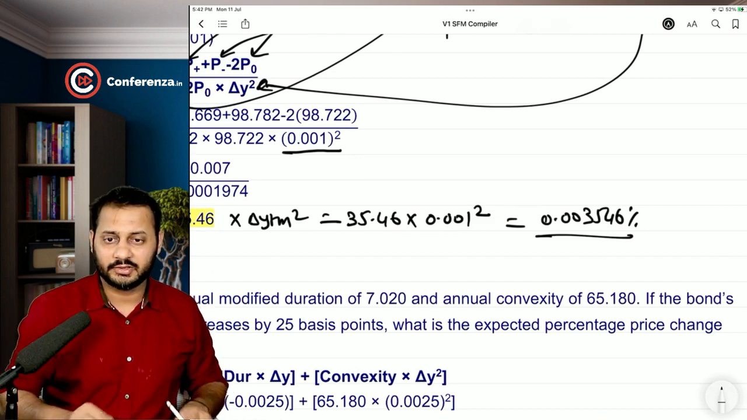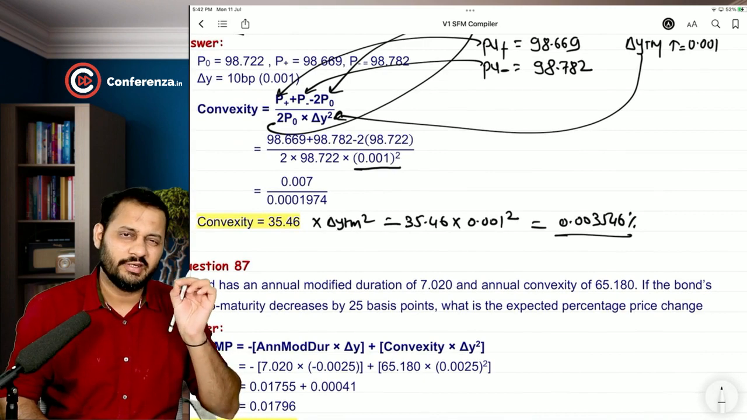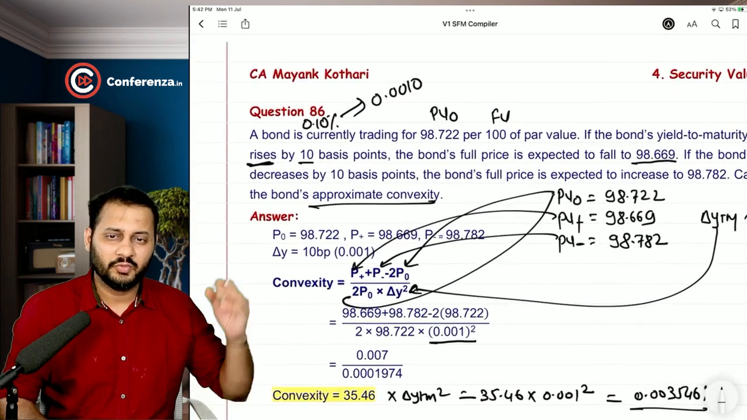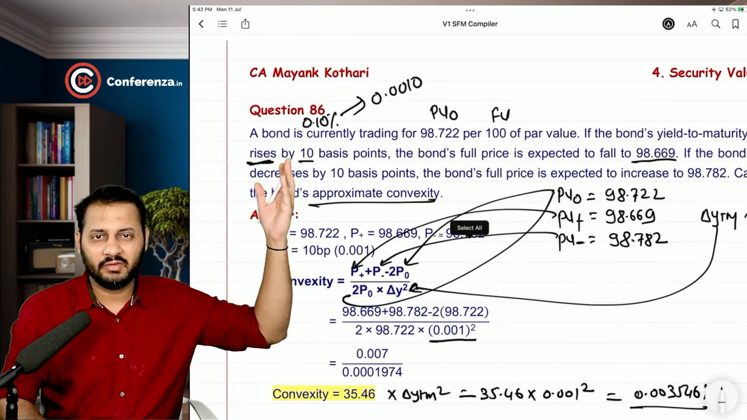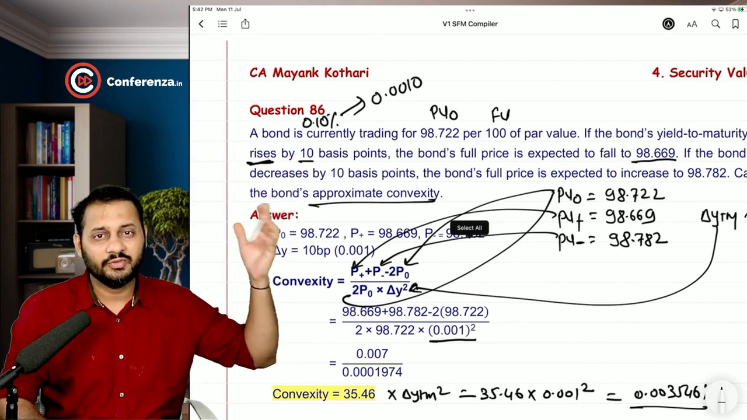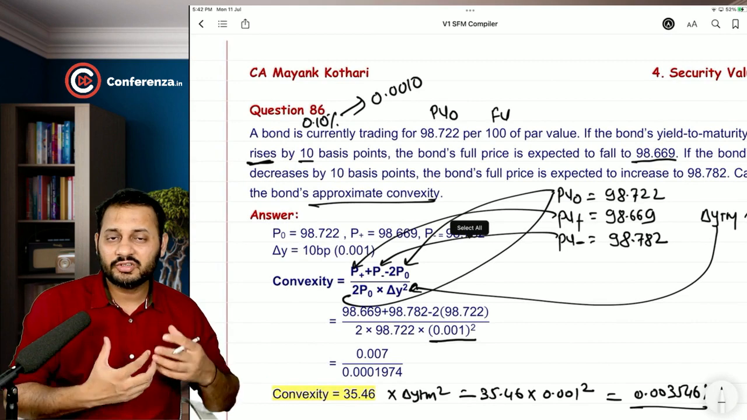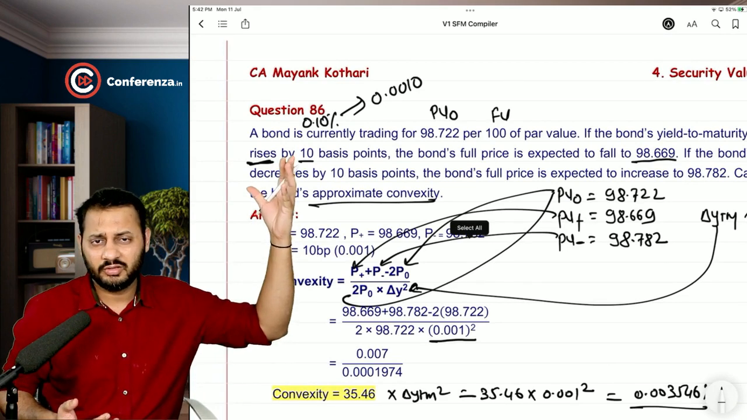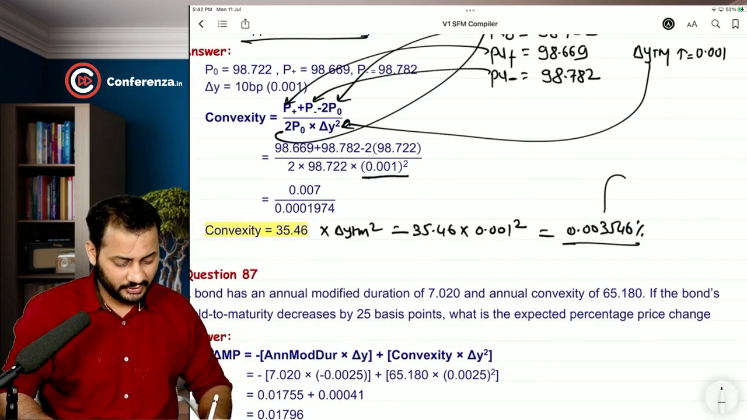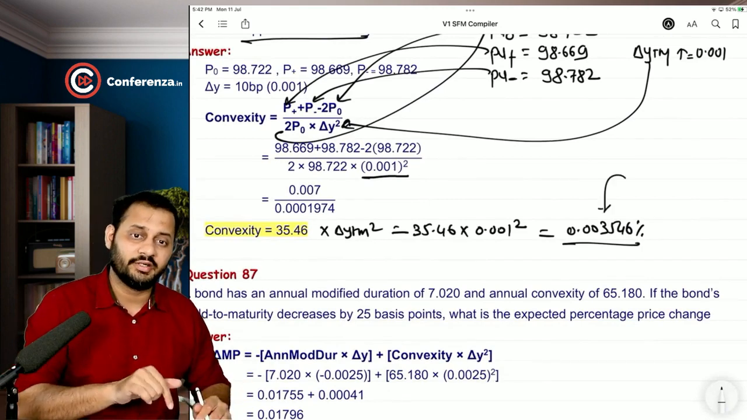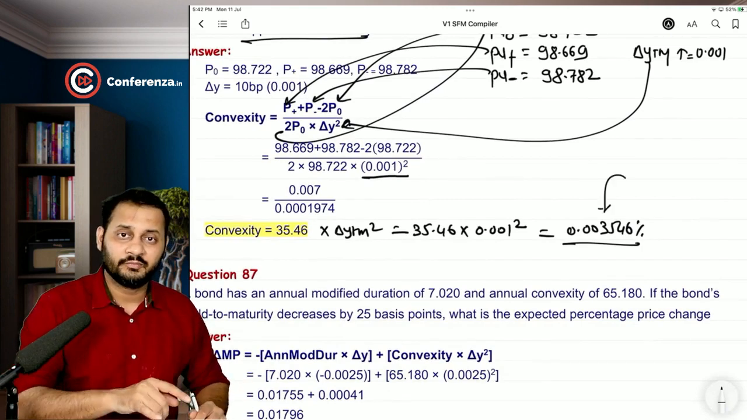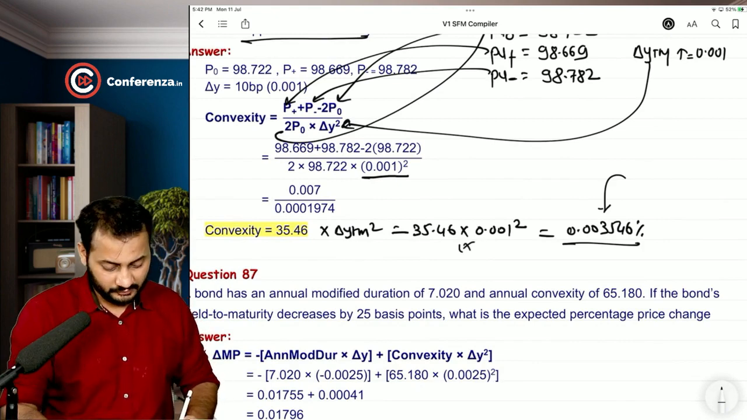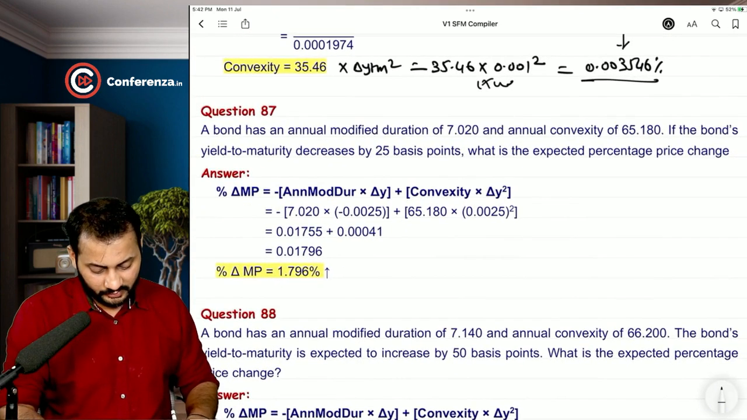Change in the market price itself is very small, because you are not even increasing the YTM by 1%. Convexity is useful only when the change in the YTM is large. This is very small. So that's why the answer is 0.003546%, percent multiplied by 100. Okay, come over to the next topic.